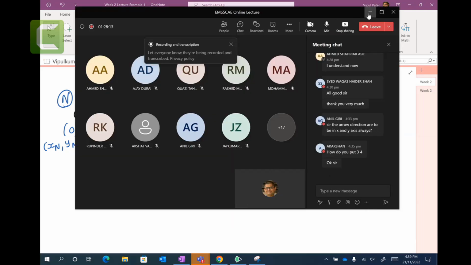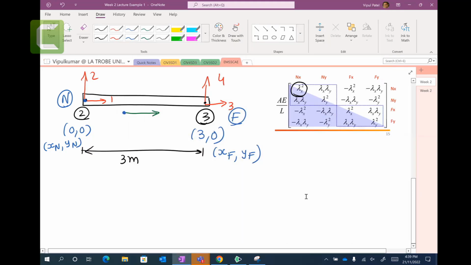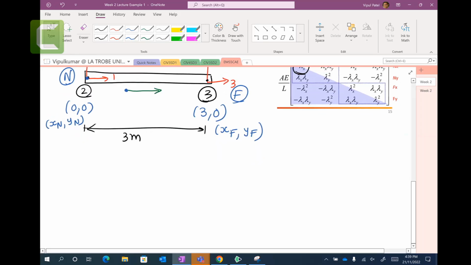So far, so good. Okay, I'm just observing the chat. Let me turn on this side here as well. Activity, so I can do. How do you put 3 and 4? We have done it. Put it in the chat. I'm observing on the other computers as well.